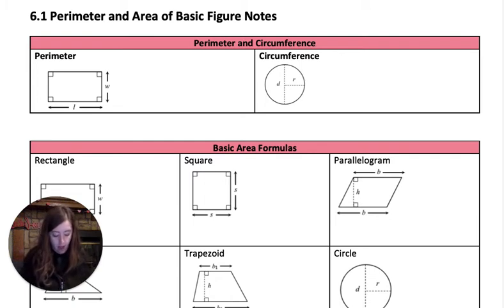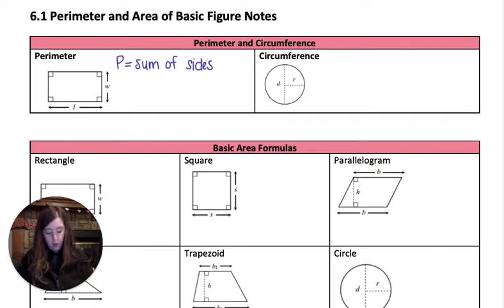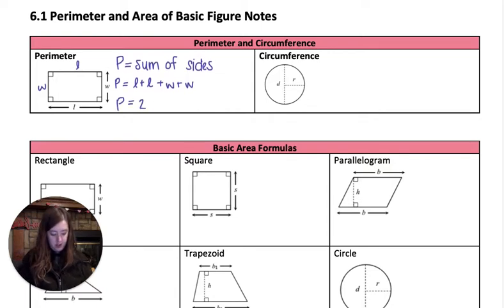So I'm the type of person that would say add up all the sides, or the sum of the sides. Or we know this is also the length and this is also the width. So we can take length plus width. Some people like to think of that as 2 times the length plus 2 times the width. However you want to think about it is good with me.